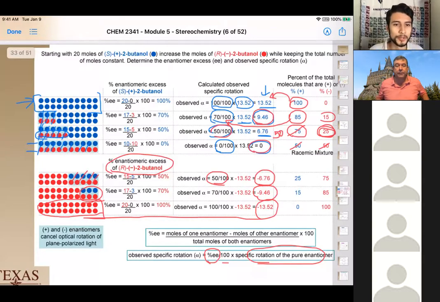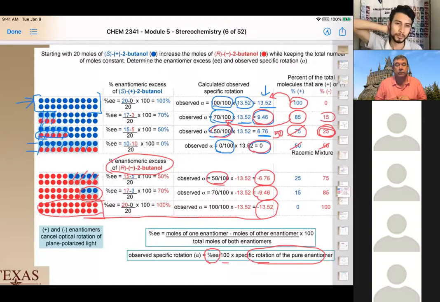So in the nomenclature, it's S-(+)-2-butanol. Is that just for our aid in knowing that S is positive and R is negative? In this particular case, S is positive and R is negative, okay? You have to measure it. There are other molecules where S will be negative and R will be positive.